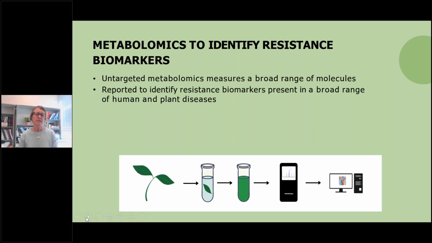So untargeted metabolomics is actually gaining a lot of traction at the moment. Basically, we can use it to gather what we call biomarkers. These are just markers that suggest that a disease might be present or resistance might be there. So it's really being pursued heavily for looking at human diseases.